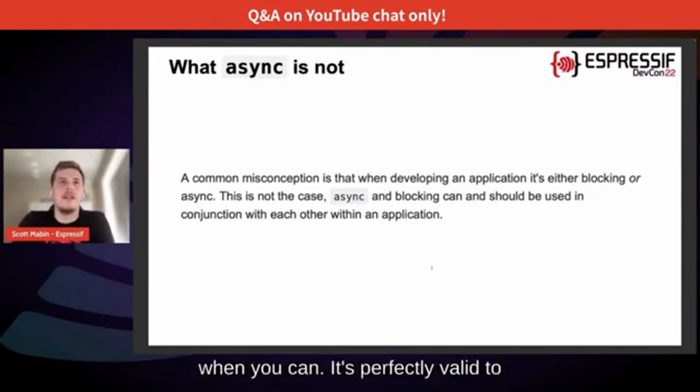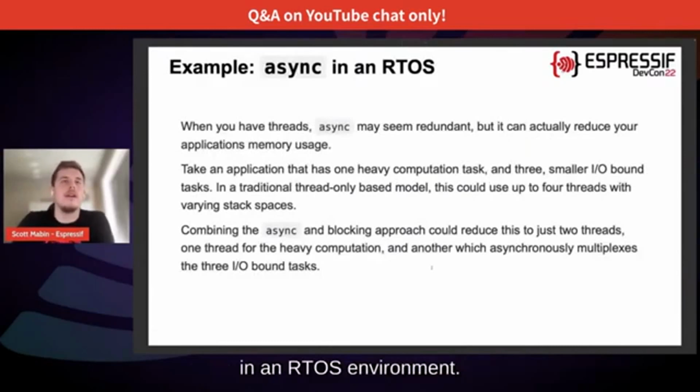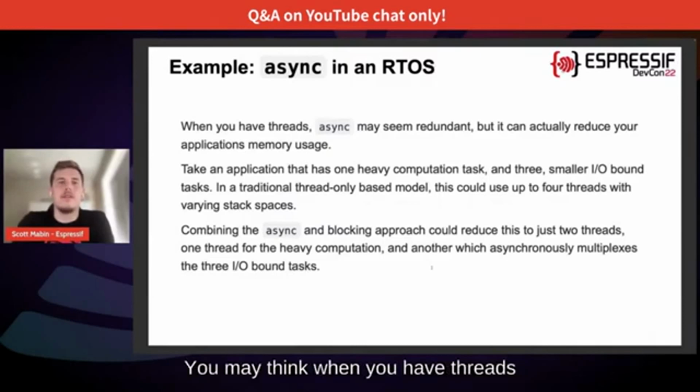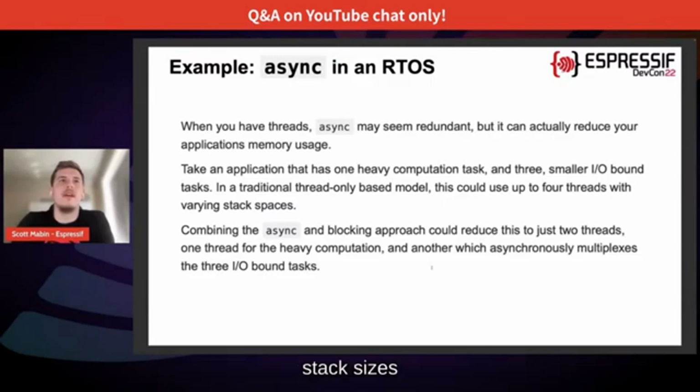It's perfectly valid to have a fully async application or a fully blocking application, but mixing the two together can yield some really cool results. An example of that would be async in an RTOS environment. You may think when you have threads, async may seem redundant because threads are your concurrency model, but it can be used to reduce your memory usage through stack sizes, and sometimes even power usage. If you know that you've got nothing to do, the scheduler can put the chip to sleep.